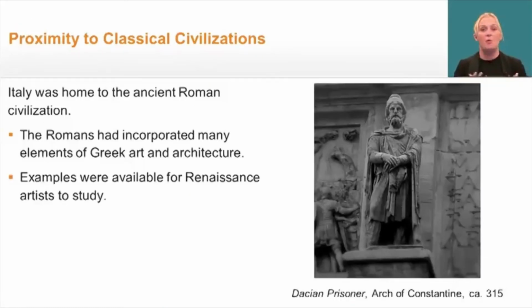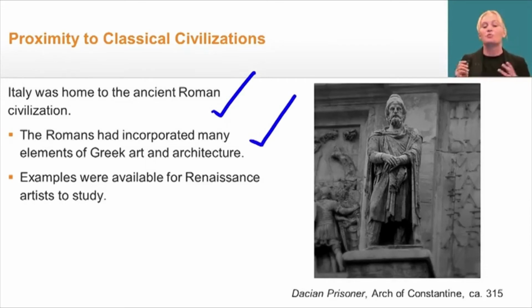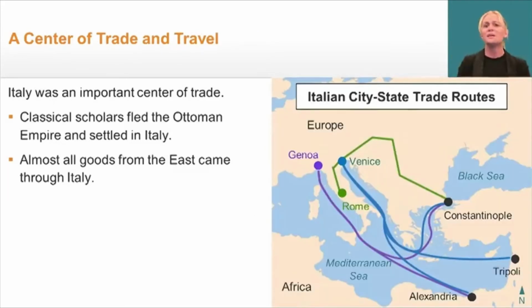To understand more about why the Renaissance was taking its home in Italy, we want to look at the proximity to classical civilizations. And when I say proximity, I mean its geographical location. Italy was actually home to ancient Roman civilizations. The Romans had incorporated many elements of Greek art and architecture into their own models. And so these examples that had been there previously were available for Renaissance artists to study because they were already there. Now, trade routes are also extremely important during this time period. Italy was an important center of trade.